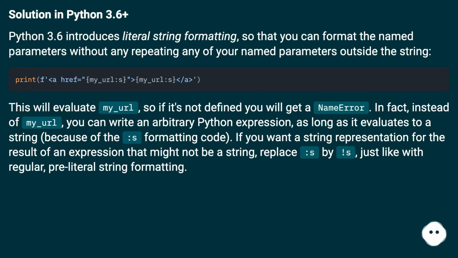In fact, instead of my_URL, you can write an arbitrary Python expression, as long as it evaluates to a string, because of the :s formatting code. If you want a string representation for the result of an expression that might not be a string, replace :s by !s, just like with regular, pre-literal string formatting.